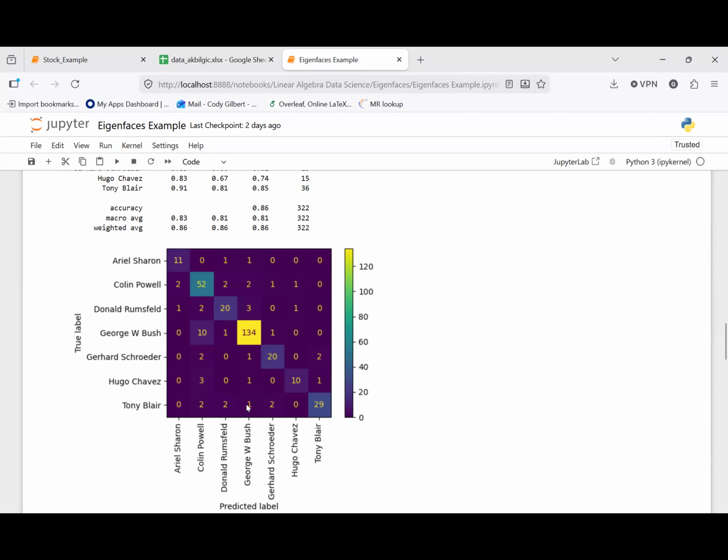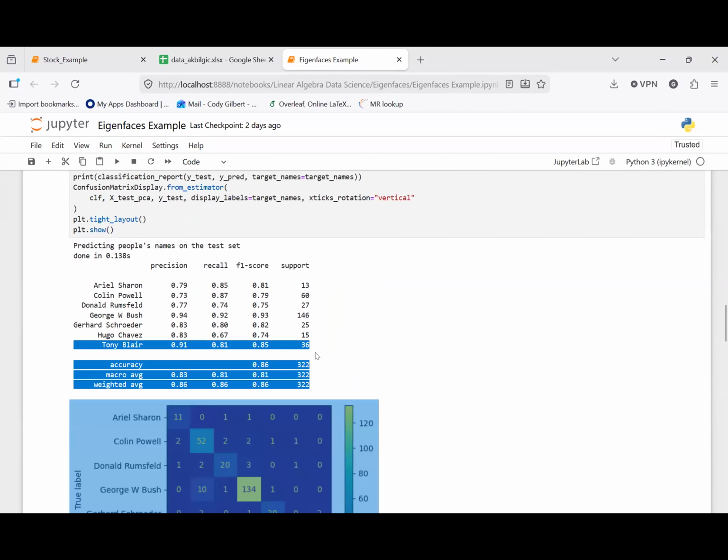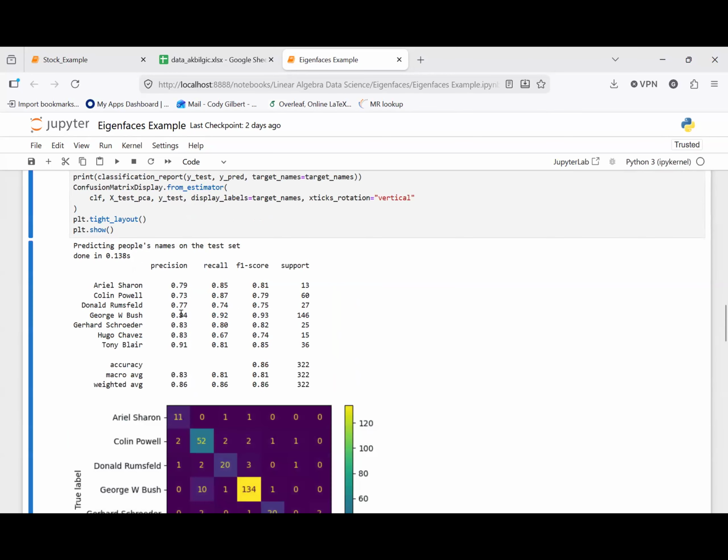Sometimes it guesses it's Tony Blair. It did that once. Hugo Chavez once. These other people one, two, three times. So this is really just recording the success and accuracy. And you have particular numbers represented up here where it's measuring the precision. So it was able to guess it was George W.